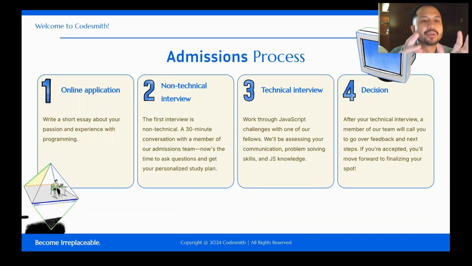Cool. So here's a general overview of the admissions process as a whole. The first step is to submit an online application on our website. This is where you're going to share some information about your experience and your interest in coding. Then you're going to complete an initial interview, which basically consists of a casual chat with a member of our admissions team, just to get to know you a little bit better and what exactly your goals are, what you're hoping to achieve by engaging with our program.